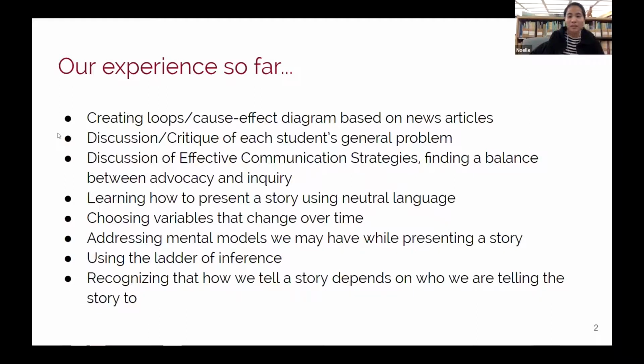And then one thing that we noticed was that how we tell our stories or explain problems depends on who we are talking to, and what we know about them and what we think they know about the problem that we are discussing. So yeah.